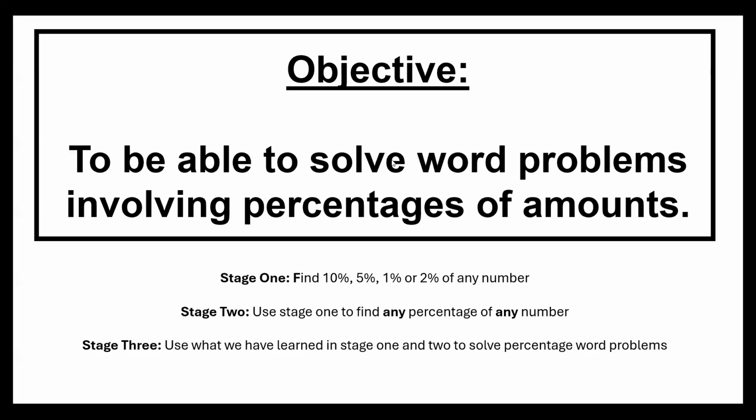Okay, right. So today, guys, as you can see from the screen, our objective is to be able to solve word problems involving percentages of amounts. And we have three stages. Stage one is we're going to find 10%, 5%, 1%, or 2% of any given number. Stage two is we're going to use stage one to find any percentage of any number. And then stage three is we're going to use what we've learned in the first two stages to then apply that to word problems.